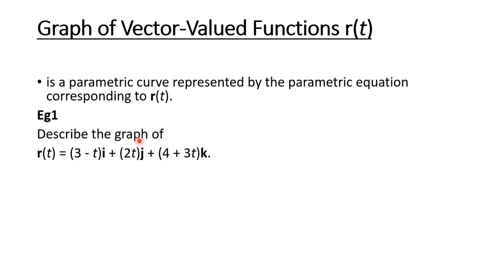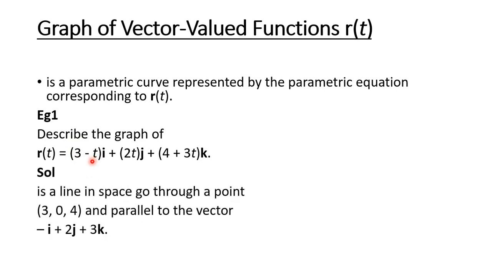For example, describe the graph of r(t) = (3 - t)i + 2tj + (4 + 3t)k. In the previous page, we said you let the component i equal x. So here we have x = 3 - t, the component j, let it equal y, so y = 2t, and z = 4 + 3t. This is the parametric equation of a line in 3D space.